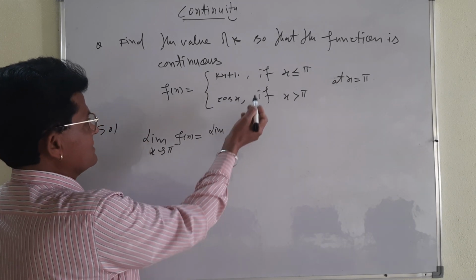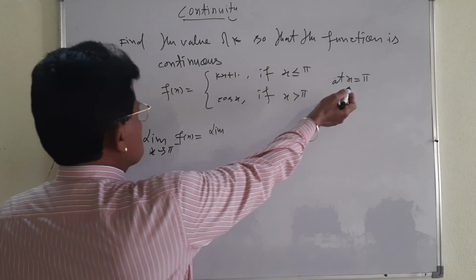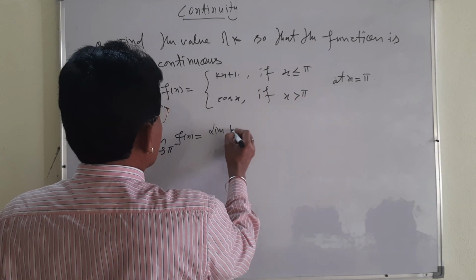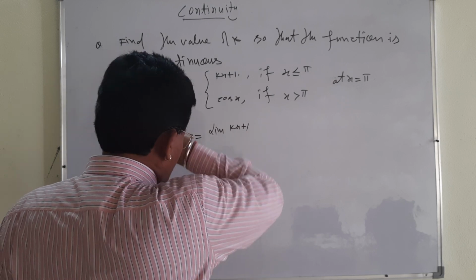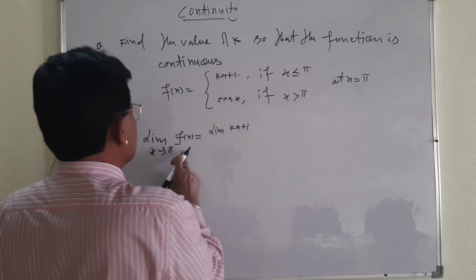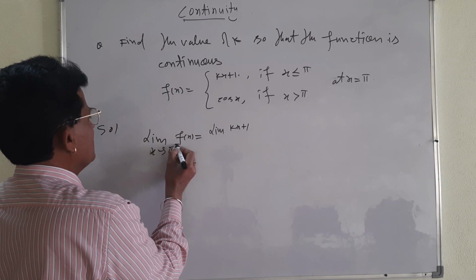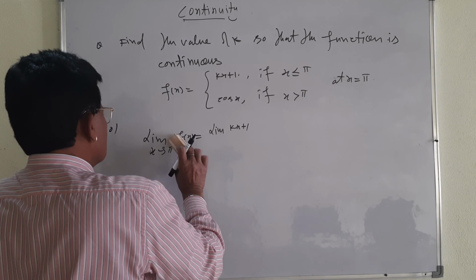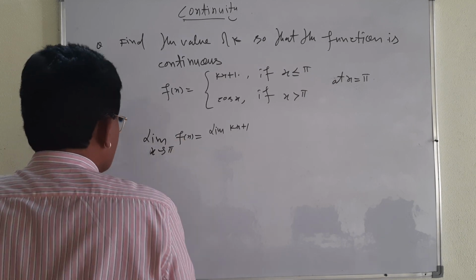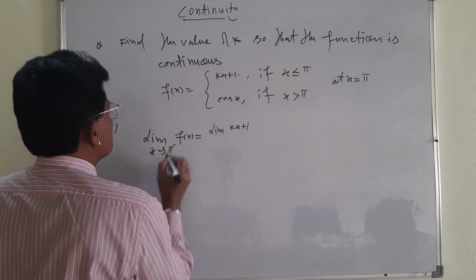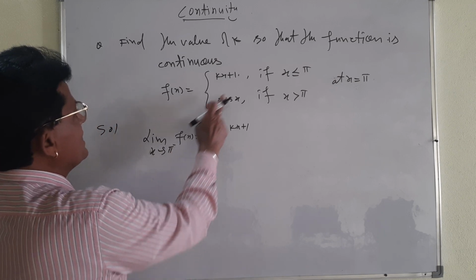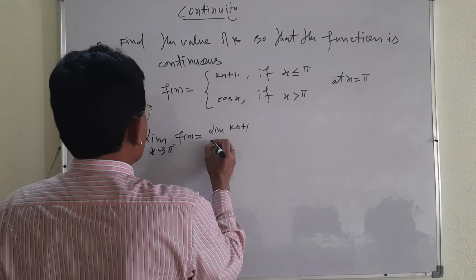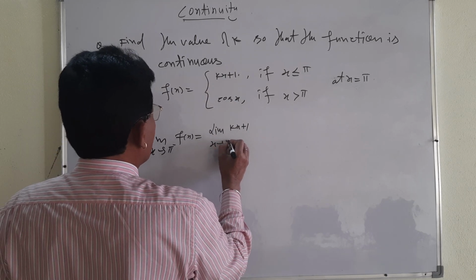Now we are going to see the left limit at pi. For the left limit, this function is there: kx plus 1, because I have taken the left limit. Left limit means less than pi, so this function is there, and x tends to pi.